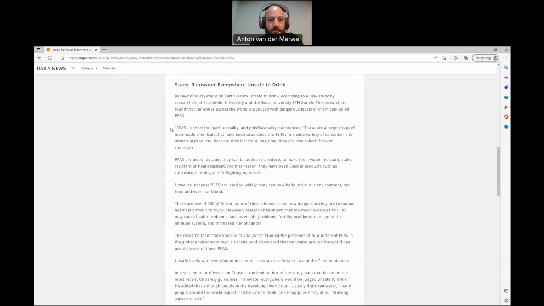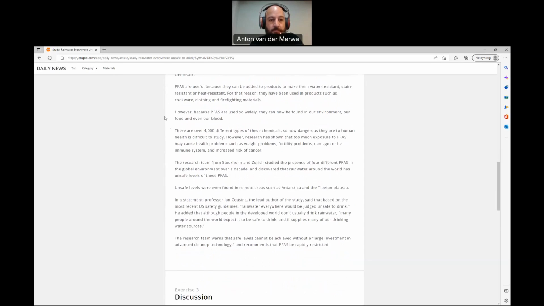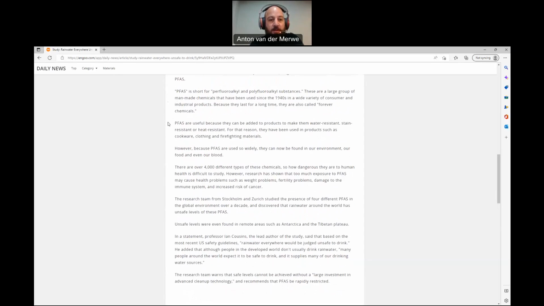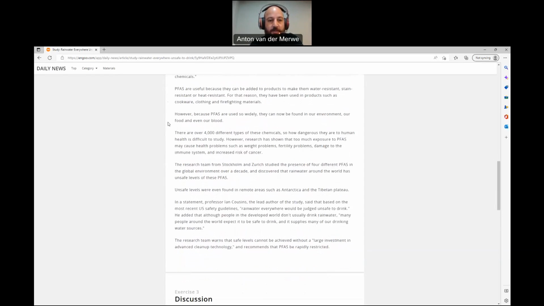PFAS, short for perfluoroalkyl and polyfluoroalkyl substances. These are a large group of man-made chemicals that have been used since the 1940s in a wide variety of consumer and industrial products. Because they last for a long time, they are also called forever chemicals. PFAS are useful because they can be added to products to make them water resistant, stain resistant, or heat resistant. For that reason, they have been used in products such as cookware, clothing, and firefighting materials.